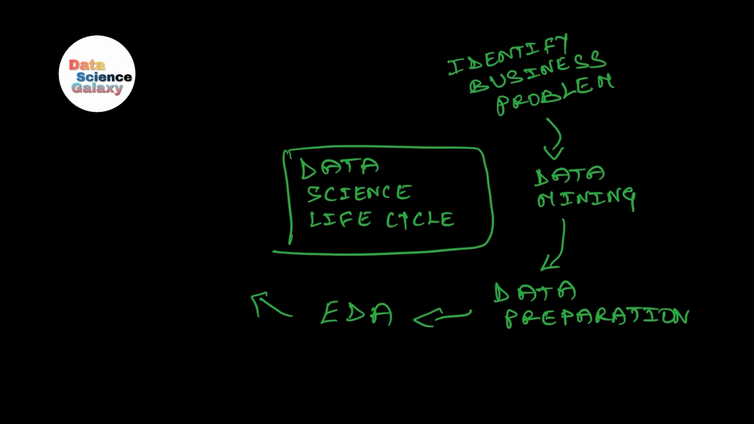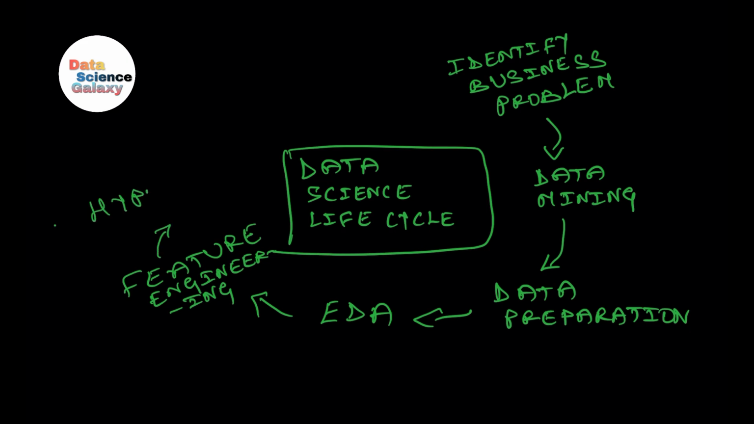Then the next logical step is what is called feature engineering. This step is very, very important. I'll explain why in this video. This step leads to hypothesis formulation. And the subsequent step would be to test this hypothesis by building what are called predictive models.